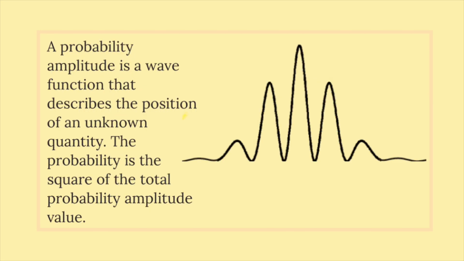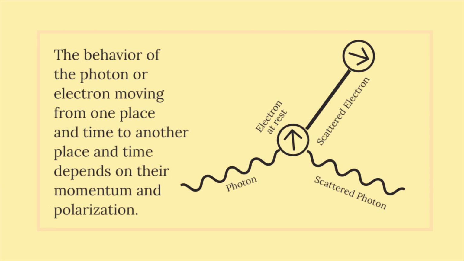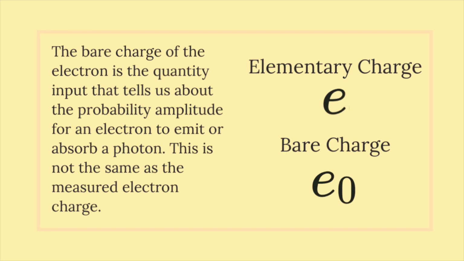A probability amplitude is a wave function that describes the position of an unknown quantity. The probability is the square of the total probability amplitude value. The behavior of the photon or electron moving from one place in time to another place in time depends on their momentum and polarization. The bare charge of the electron is the quantity that tells us about the probability amplitude for an electron to emit or absorb a photon. This is not the same as the measured electron charge.